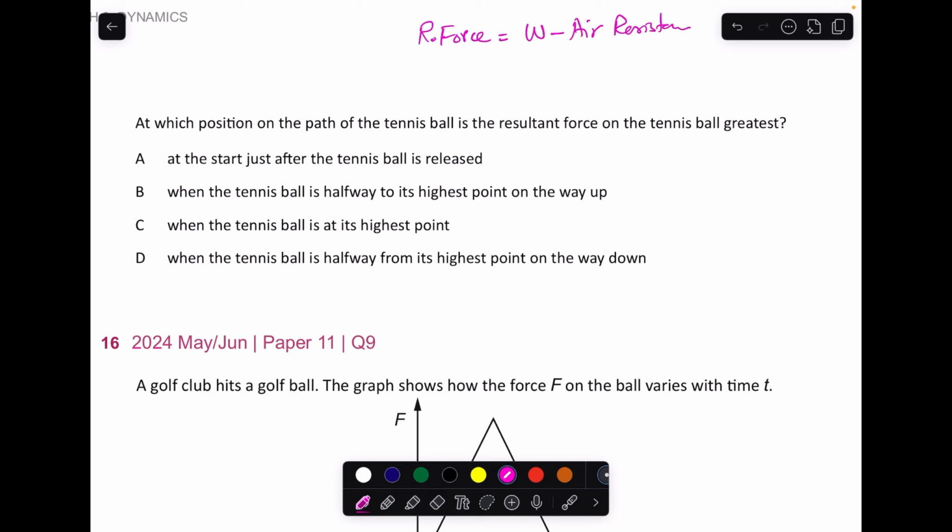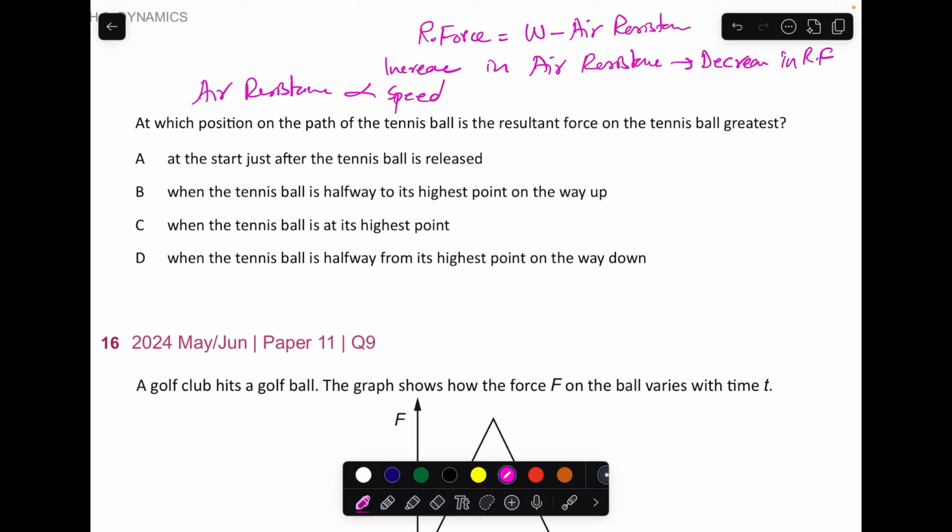So it means an increase in air resistance will lead to a decrease in resultant force. Okay, and we know air resistance is directly proportional to the speed. So when it speeds up, there will be more air resistance.